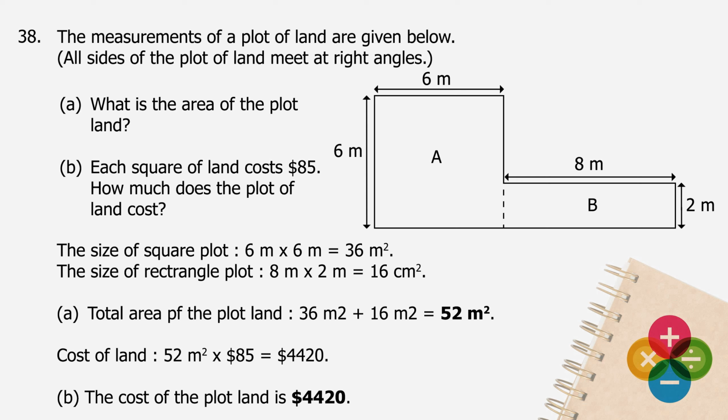The cost of the land will be, multiply 52 square meters by $85, and the product is $4,420. B. The cost of the plot land is $4,420.